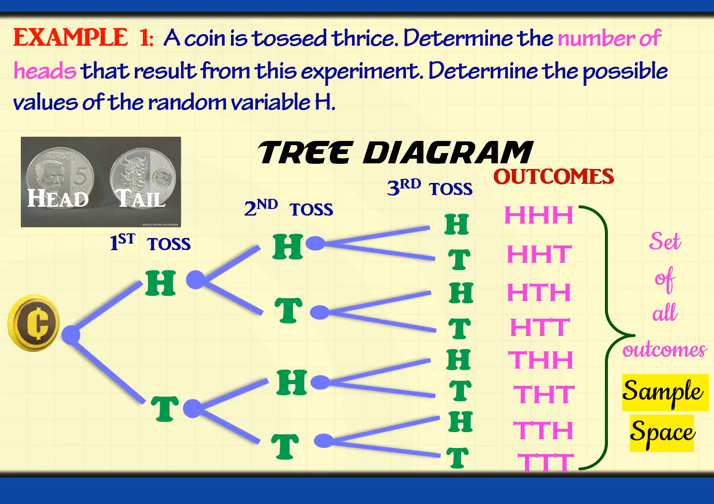Did you follow? How are you going to list down the procedure, or how did you follow the procedure in listing down the possible outcomes when you toss a coin thrice?